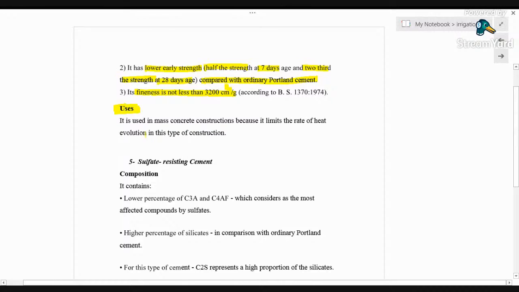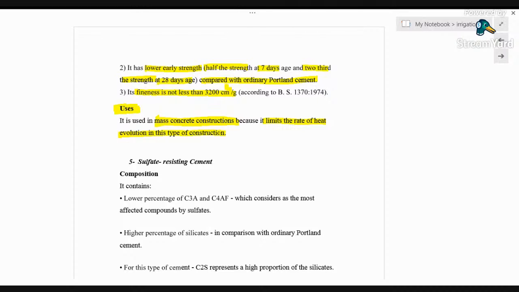We can use this low heat Portland cement in mass concrete construction. You remember this one. We use it in mass concrete construction because it limits the rate of heat of evolution in the construction. As the heat of hydration, the heat of evolution, is minimized, it will gain strength very gradually, so the cracks will not be formed.